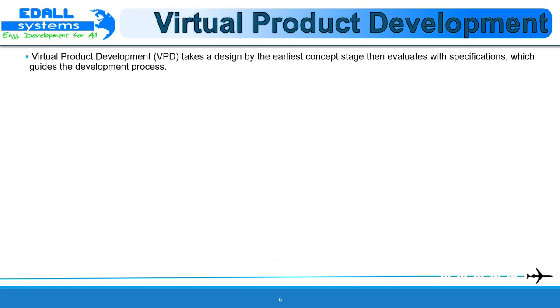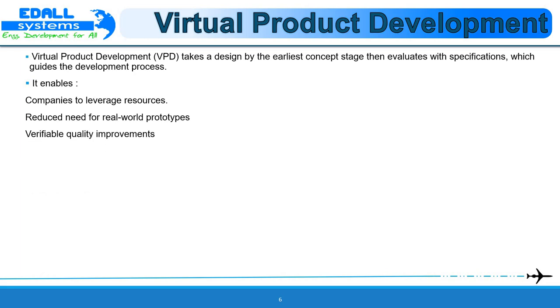Virtual project development is an approach that makes a design from the earliest concept stage and completely evaluates it against design specifications later. It uses this information to guide the development process. It enables companies to leverage resources by optimizing project design, leading to improved performance, reduced need for real-world prototypes, verifiable quality improvements, and minimized operational problems and failures.